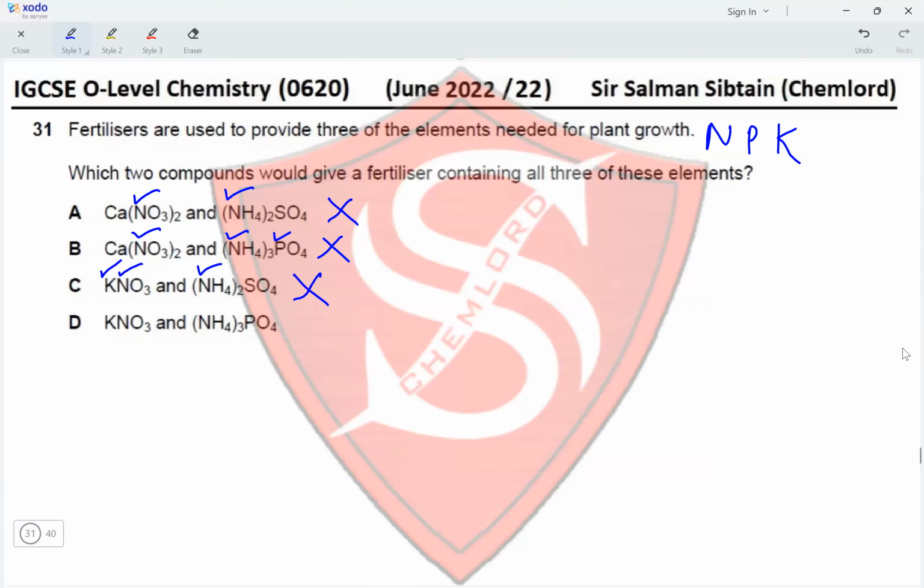In D, we've got potassium, we've got nitrogen, we've got phosphorus. All three NPKs are present here. So option D is the correct option for this question.